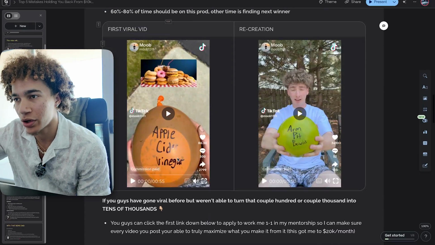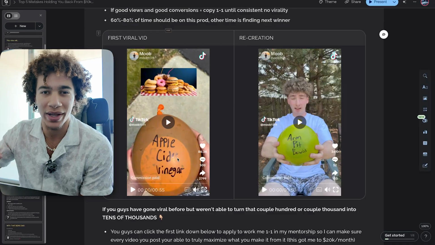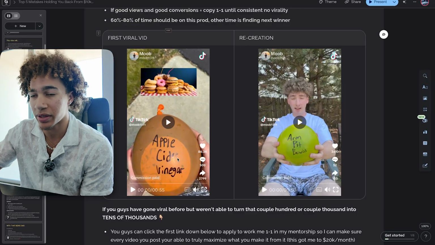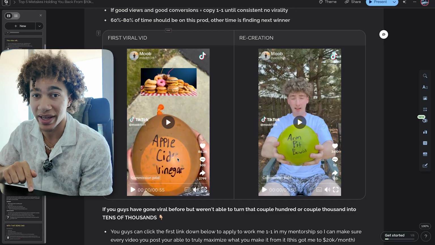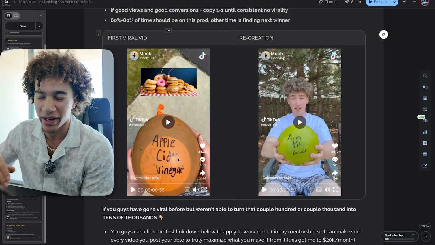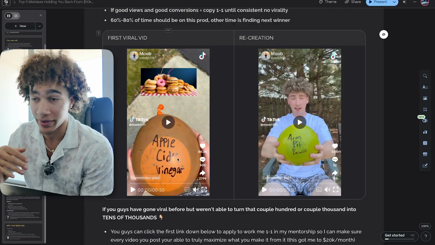Okay, now let's go into the first viral video and then a recreation, just so you guys can see what this process kind of looks like, right? This is my boy Owen right here. This is what it looks like, right? So you go viral once, and then this is how he was able to get creative and recreate it to re-spark that virality again, which is so important. This is how you guys hit those bigger months.